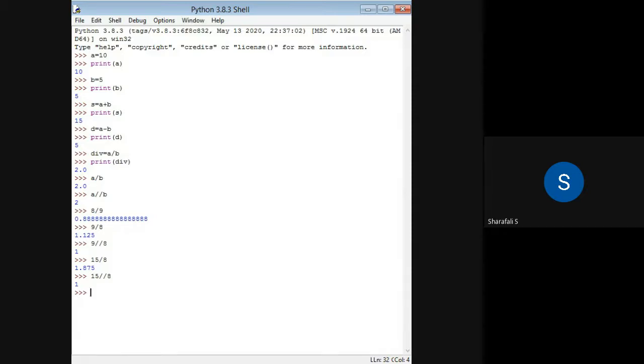Similarly, you can use the modulo operation to find the remainder after a particular division. So A mod B, which means that if I am dividing A by B, what will be the remainder? I think A is 10 and B is 5, right? That will obviously give you a remainder equal to 0 because it divides 2 times.